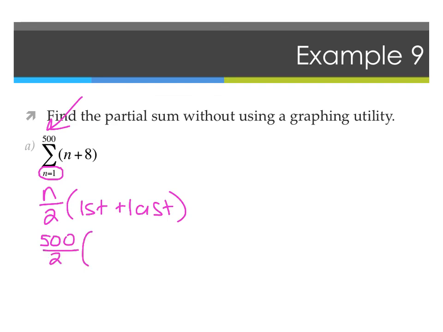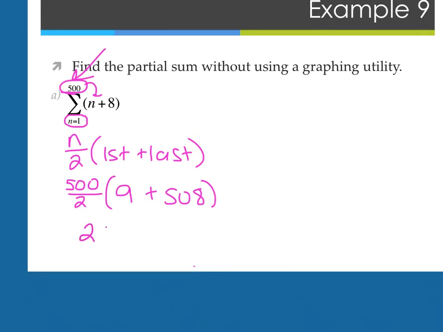How would I know the first one? I'd take the number on the bottom and plug it in. So 1 plus 8 would be 9. How do I know the last one? Where would I stop? What would be n? The top number, right? So I take the 500 and plug it in, and I'd get 508. So then I'd get 250 times 517.